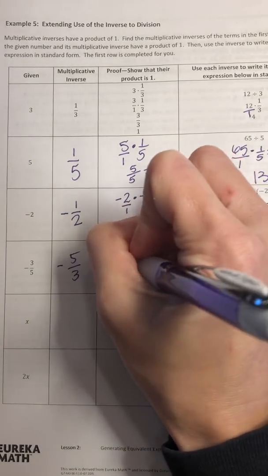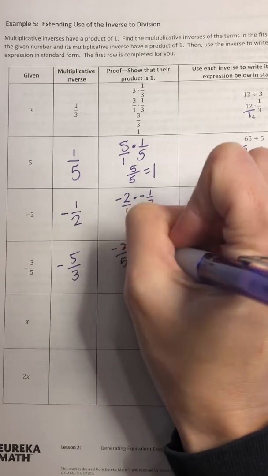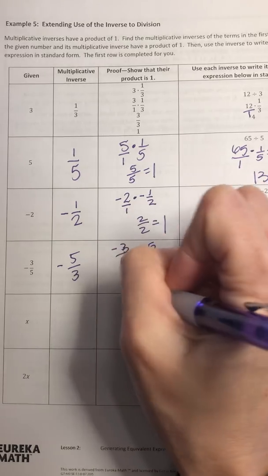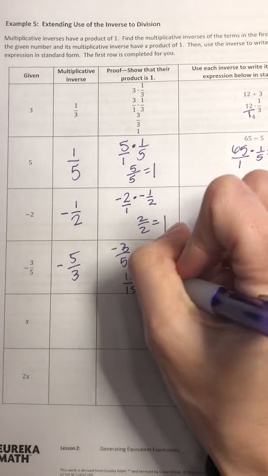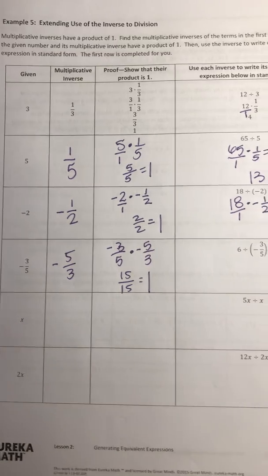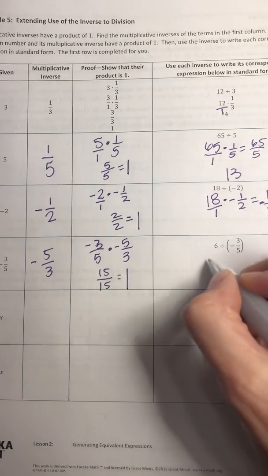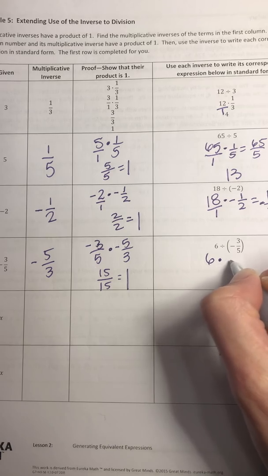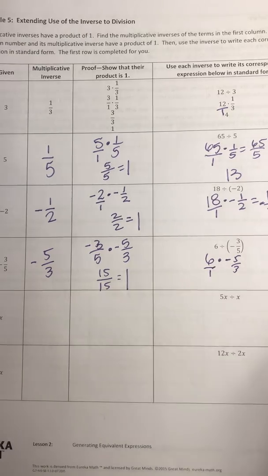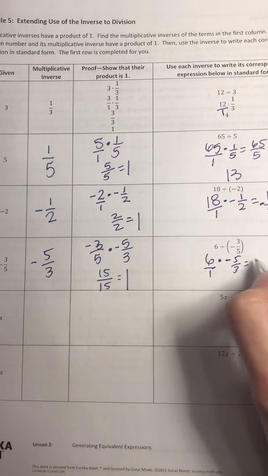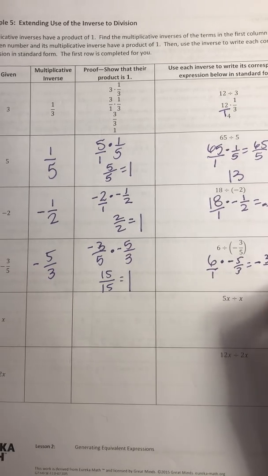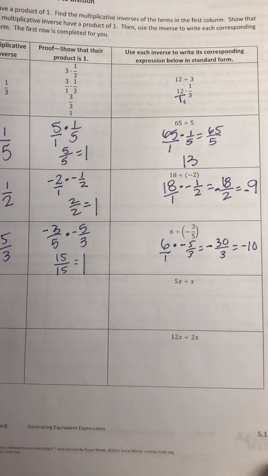So -3/5 times -5/3. Negative times a negative is a positive, and 3 times 5 and 5 times 3 both give us 15. Again, we get 1. So 6 divided by -3 over 5. Remember, to divide, it's the same thing as multiplying by the multiplicative inverse. So my sign stays the same, but I find the reciprocal. Whole numbers go over 1, and positive times a negative is a negative. 6 times 5 is 30, and 1 times 3 is 3. So that simplifies to give us -10.